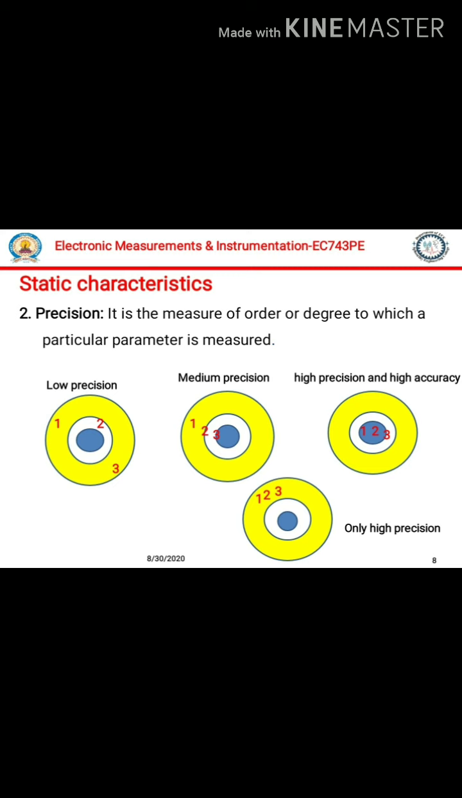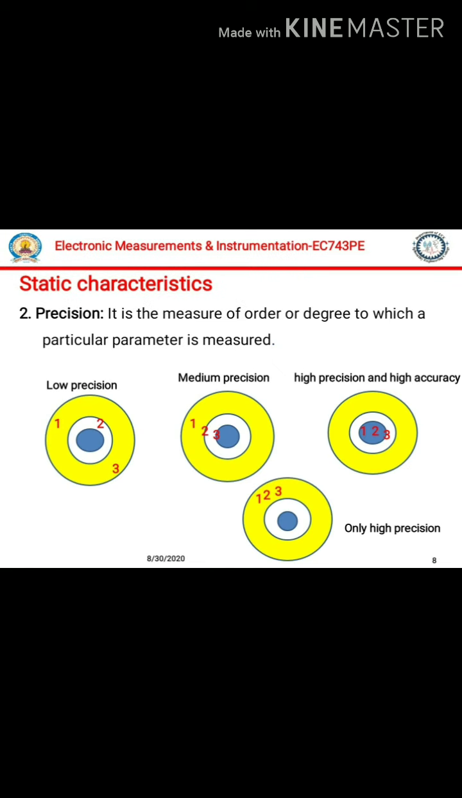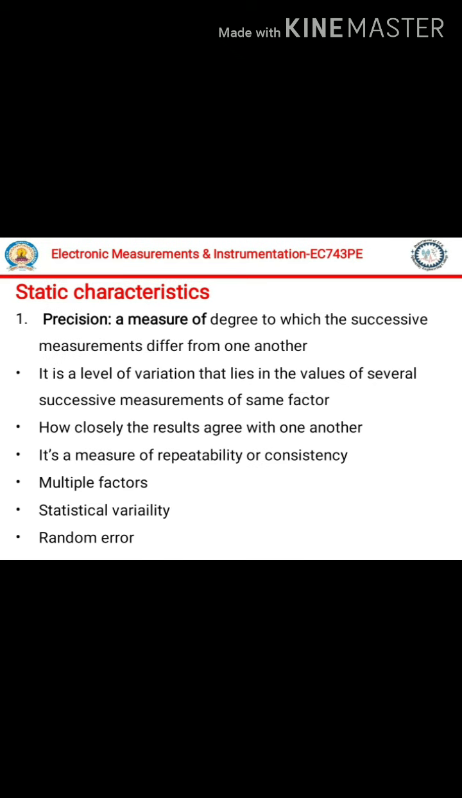After accuracy, another static performance characteristic of an instrument is precision. Accuracy only defines the quality of the instrument when you conduct the experiment a single time, whereas if you repeat the experiment and take the quantity under measurement several times, accuracy doesn't give much information about your instrument. When you repeat the experiment, there is no guarantee that your instrument will give the same value, or a value close to the true value.